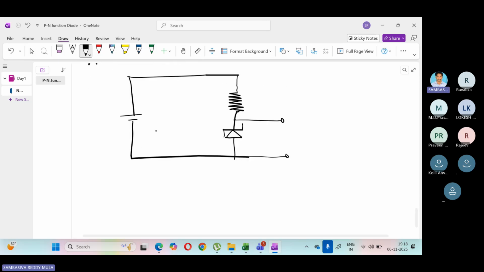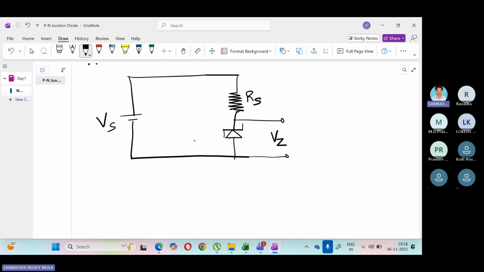So this is the circuit for the Zener voltage regulator application. This is the source voltage and this is the resistance that is connected in series to the source and in series to the Zener diode. To protect the Zener diode from high currents, we place this resistor. So the Zener breakdown voltage will be the output voltage. Always this is the output voltage.